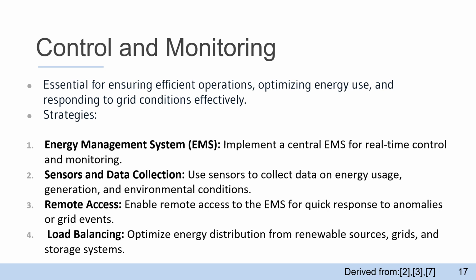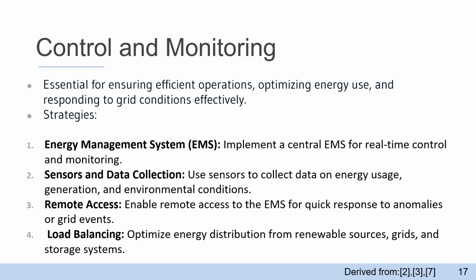Next is sensors and data collection. Use sensors to collect data on energy usage, generation, and environmental conditions. Then, remote access. We have to enable remote access to the EMS for quick response to anomalies or grid events. That is, if any disaster or hazard happens in the data centers, then we will have remote access to the EMS.